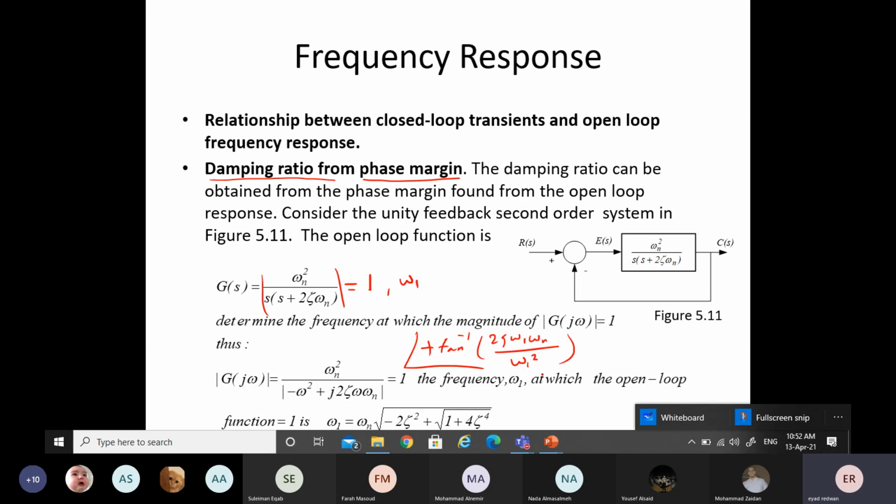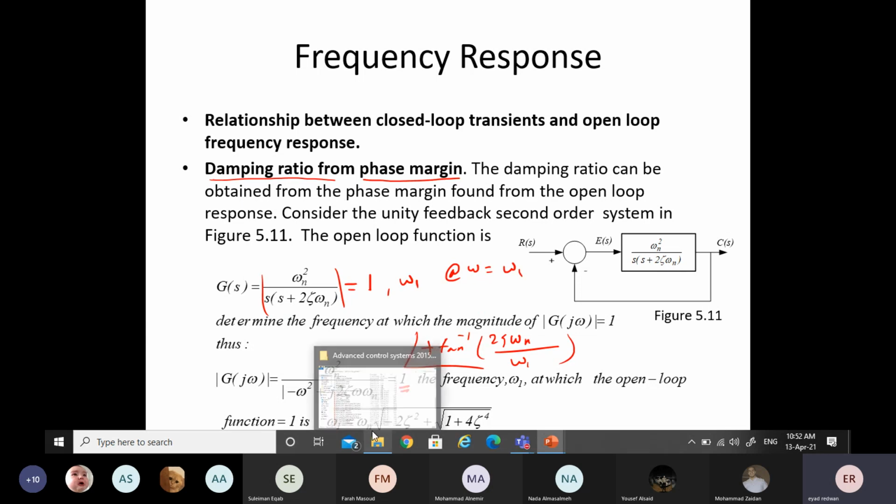I can even simplify it further. I can cancel this and this from here, so I can write tan inverse of 2 zeta omega n over omega 1. Now notice that this is the angle of the open loop at omega equal to omega 1, the frequency of operation that makes the magnitude equal to 1. So when I find the angle, how far this angle is from minus 180 gives me the phase margin. One more time, I repeat.